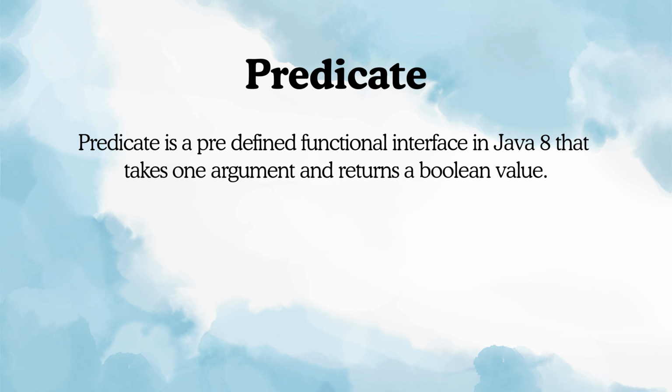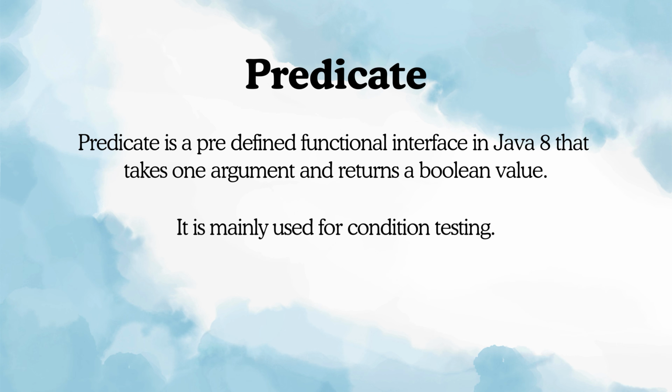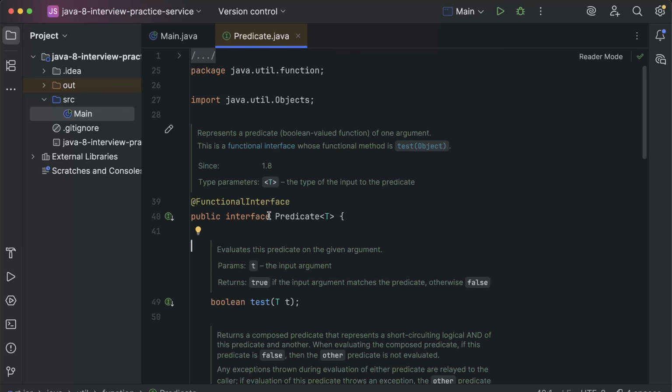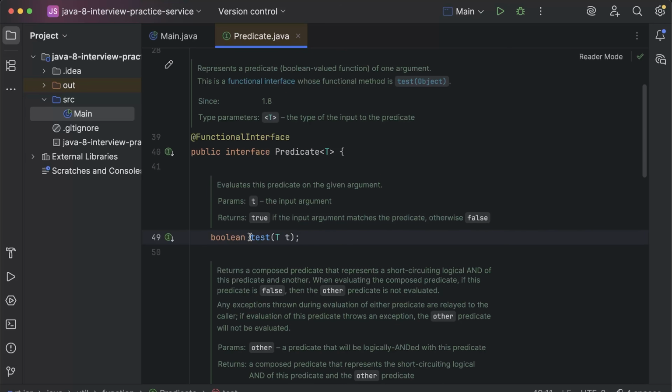Let's start with predicate. Predicate is a predefined functional interface that takes one argument and returns a Boolean value. It is mainly used for conditional testing. Alright, so this is the interface Predicate. As you can see, it is a functional interface. It is predefined inside this package and it contains this abstract method named test. So this test takes only one argument and it returns a Boolean value. This argument can be of any data type, whatever is passed here in the generics. So we have this flexibility that we can pass any data type inside this generics and the argument will be of the same data type.